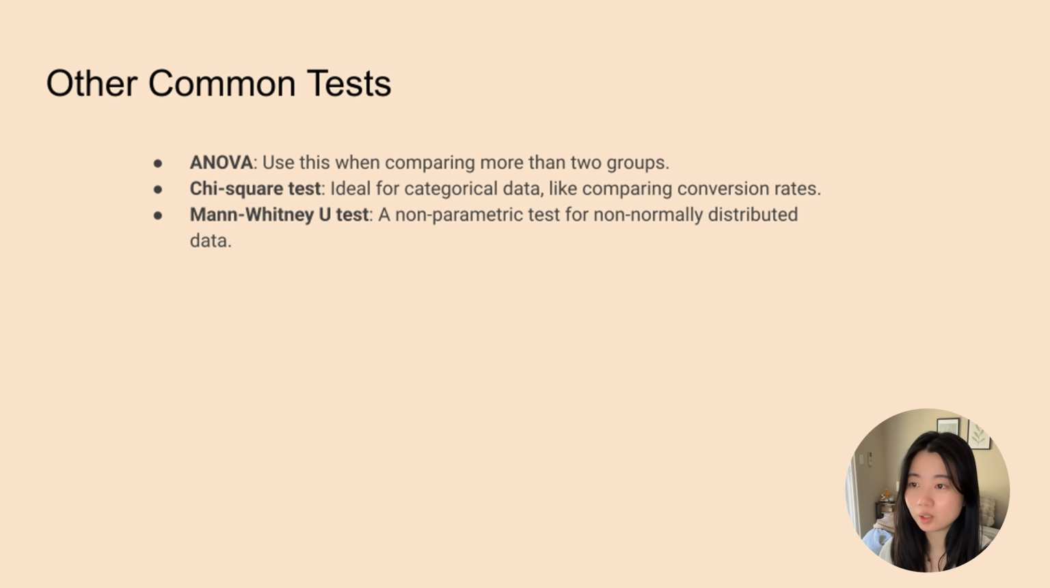Depending on your scenario, you might need other tests like ANOVA. Use this when comparing more than 2 groups. Chi-square test, ideal for categorical data like comparing conversion rates. Mann-Whitney U-test, a non-parametric test for non-normally distributed data. Choosing the right test ensures your results are accurate and meaningful.